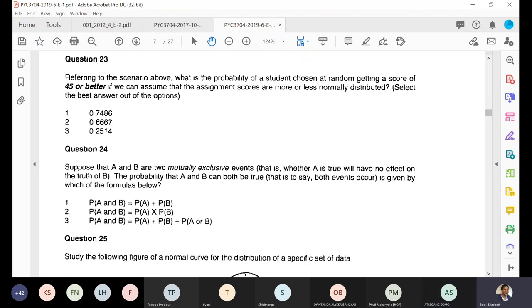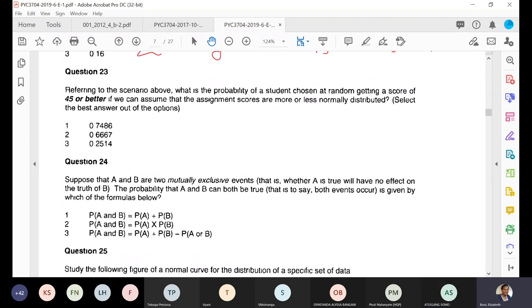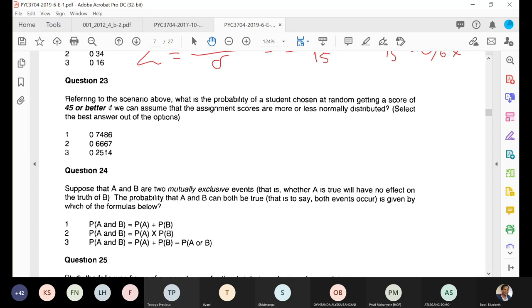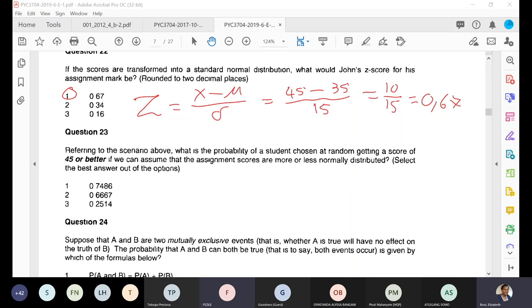23. Referring to the scenarios above, what is the probability of a student chosen at random getting a score of 45 or better? Three. Yeah, number three.